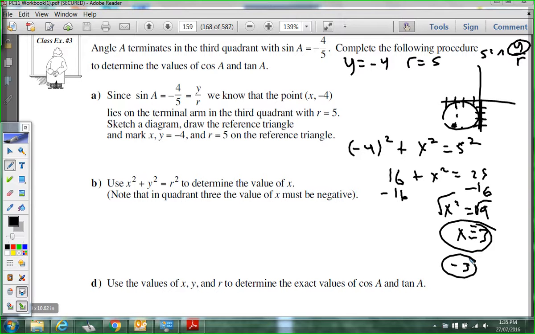Okay, and then it says use that to determine the value of x. We just did that. And then use the values of x, y, and r to determine the exact values of cosine A and tan A. So cos A is going to be negative 3 over 5. Tan A is going to be y over x, which they're both negative. So a negative 4 over a negative 3, which makes a positive 4/3, which makes sense because this is a T. C-A-S-T, tangent should be positive, and it is.